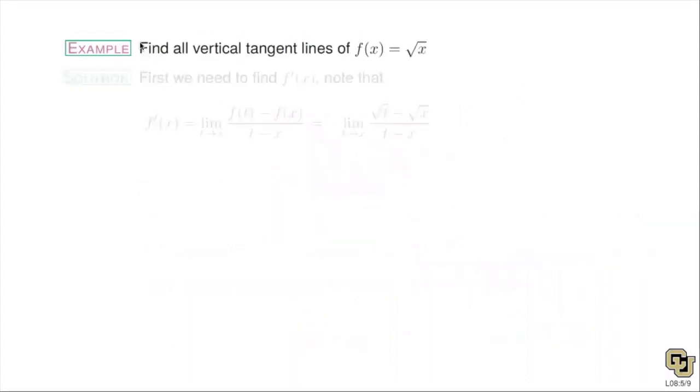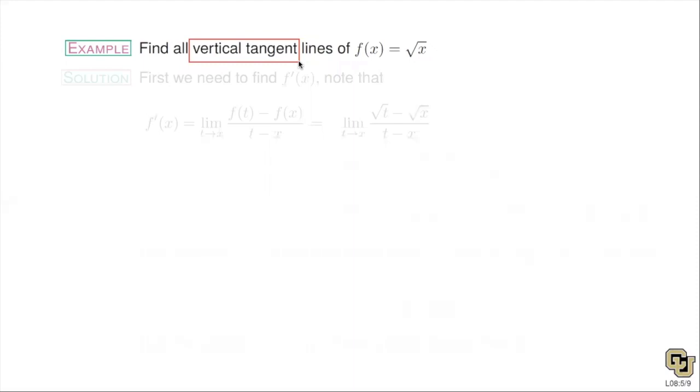So here, I wanted to find a vertical tangent line. So this is a vertical tangent line problem. Now be very careful. A vertical tangent is different from a vertical asymptote. Okay? Actually, you can think about it this way: a vertical tangent is a vertical asymptote of the derivative.